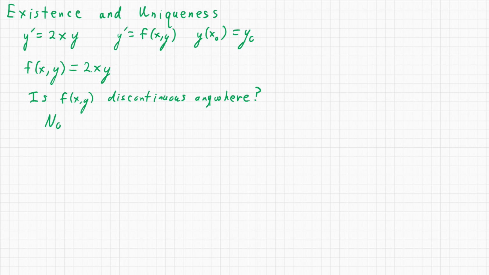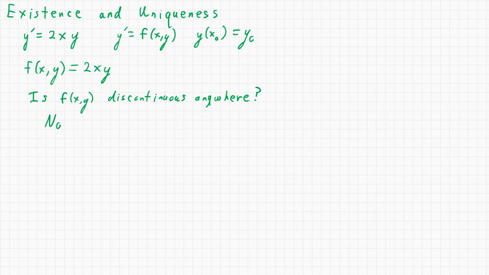This is a very nice looking function, 2 times x times y. X could be anything. We're not going to get a division by 0. We're not going to get a natural log of 0. We're not going to get an e to the infinity or something weird like that. Same thing with y. We can plug in anything for x, anything for y, any point in the xy plane. This will come out with just a number. It's continuous everywhere.